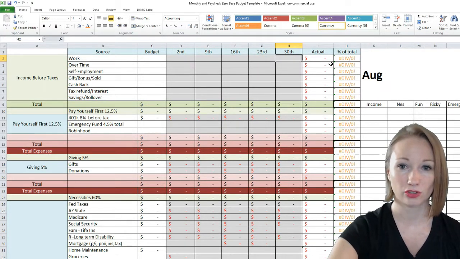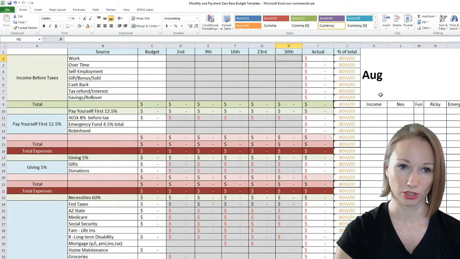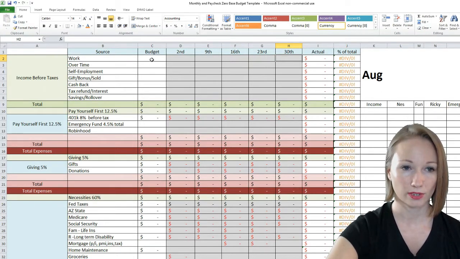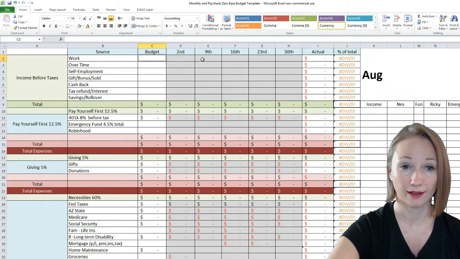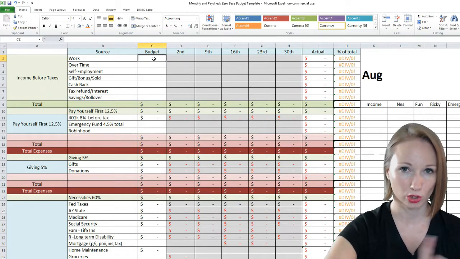So this is how I start off the budget here. Then what I do is I start with the monthly budgeted amount. Now you could do this one of two ways. You could plug in your weekly numbers and it would give you your monthly, and then you could transfer it over to the month and see what that looks like. So I'm going to show you both ways.